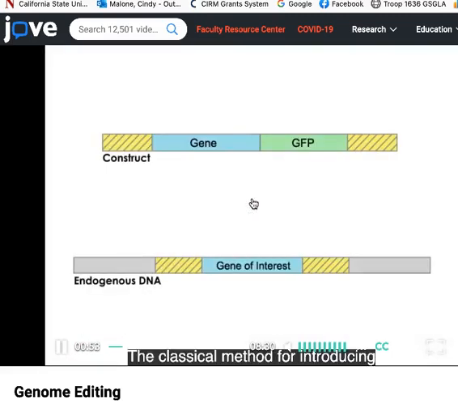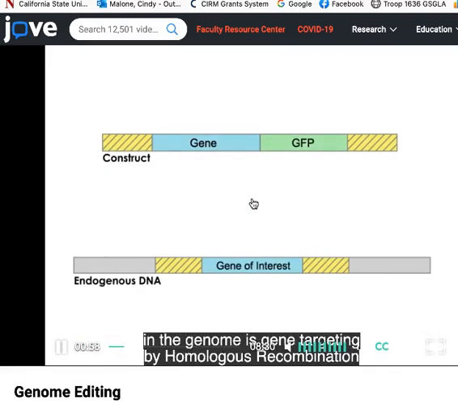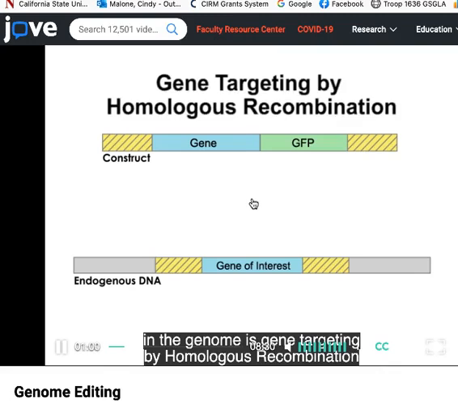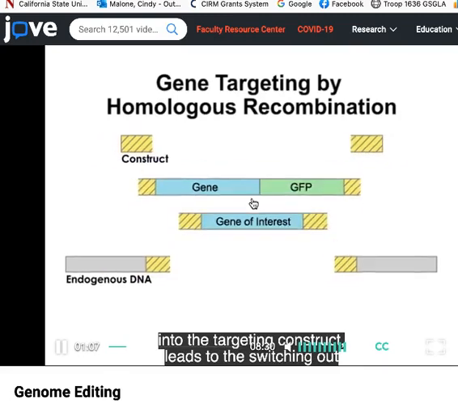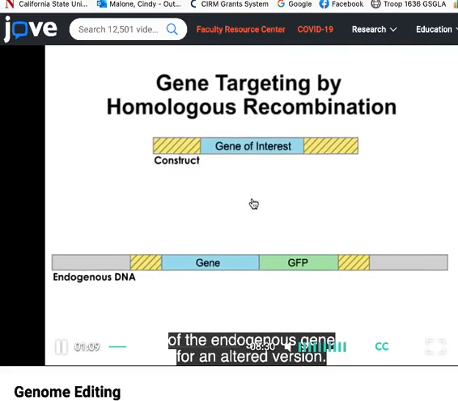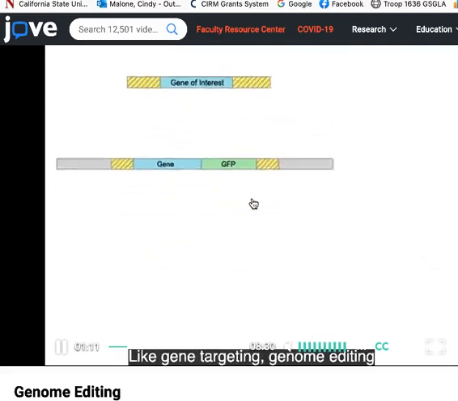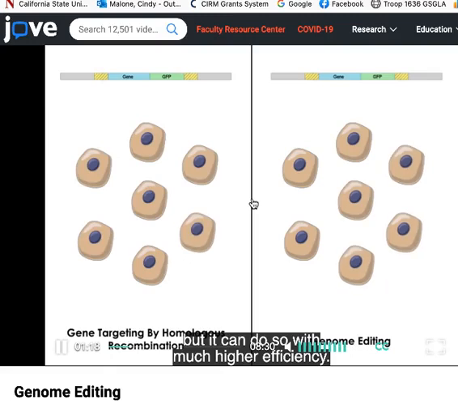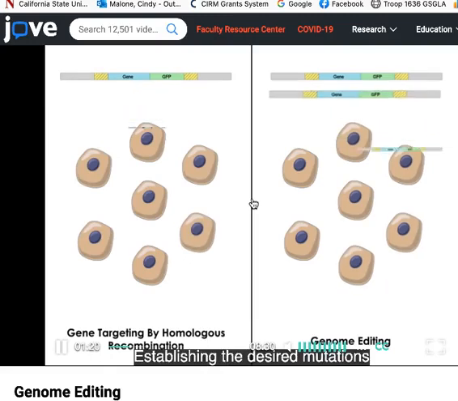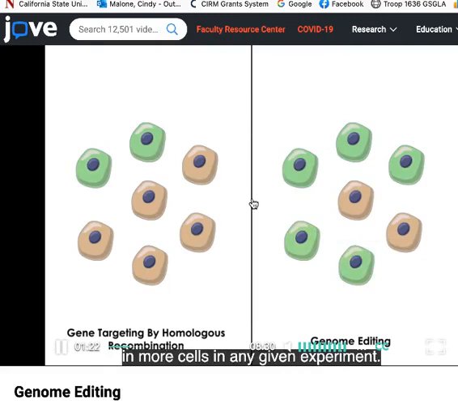The classical method for introducing genetic changes to specific sequences in the genome is gene targeting by homologous recombination, where the incorporation of homologous sequences into the targeting construct leads to the switching out of the endogenous gene for an altered version. Like gene targeting, genome editing can target changes to specific DNA regions, but it can do so with much higher efficiency, establishing the desired mutations in more cells in any given experiment.